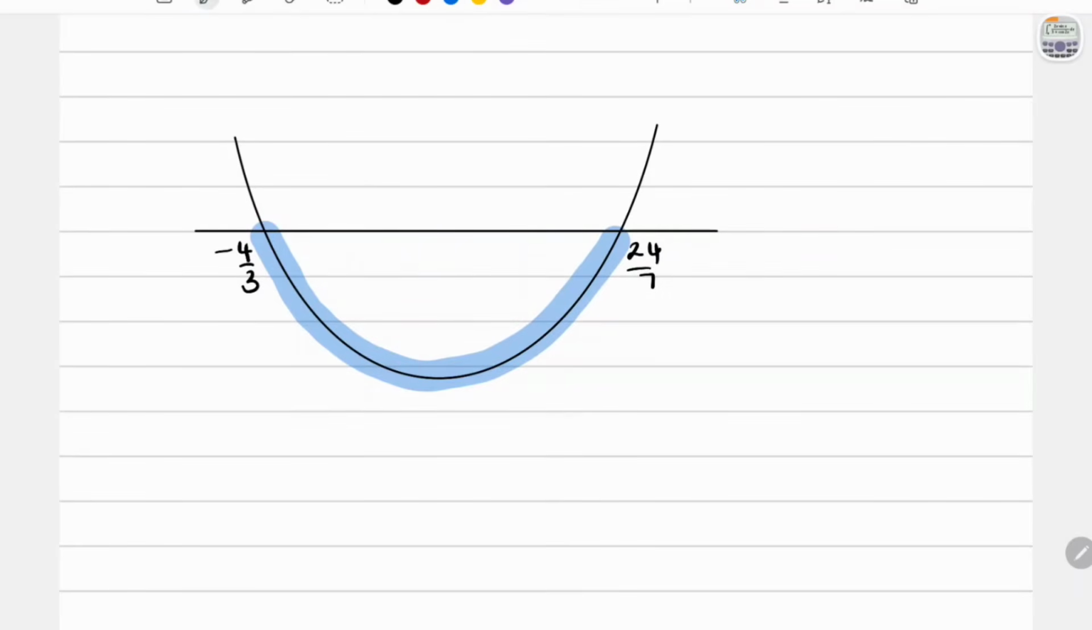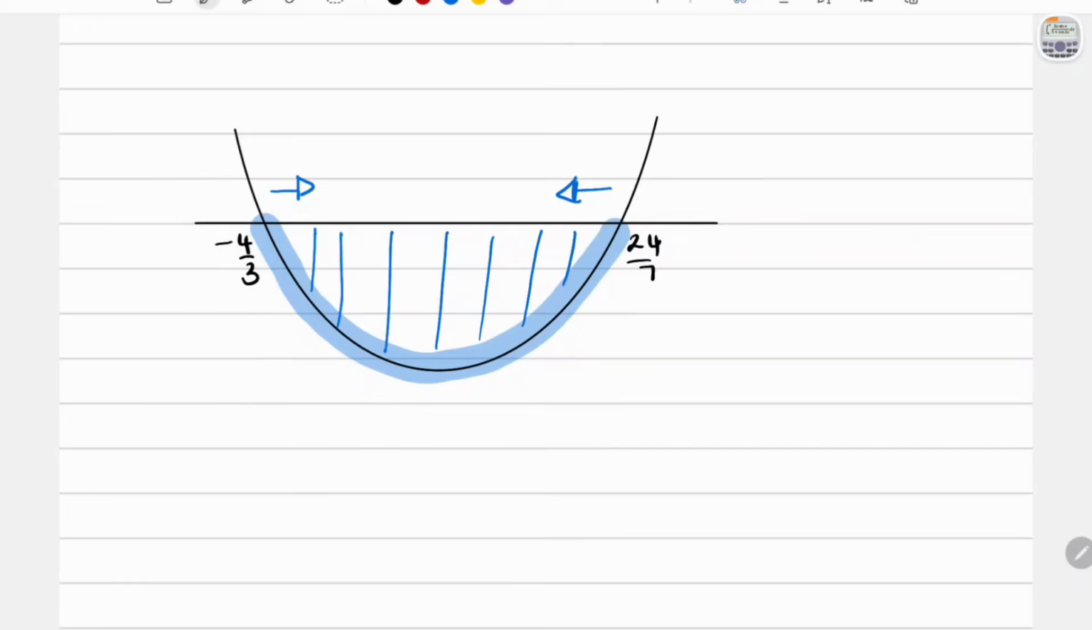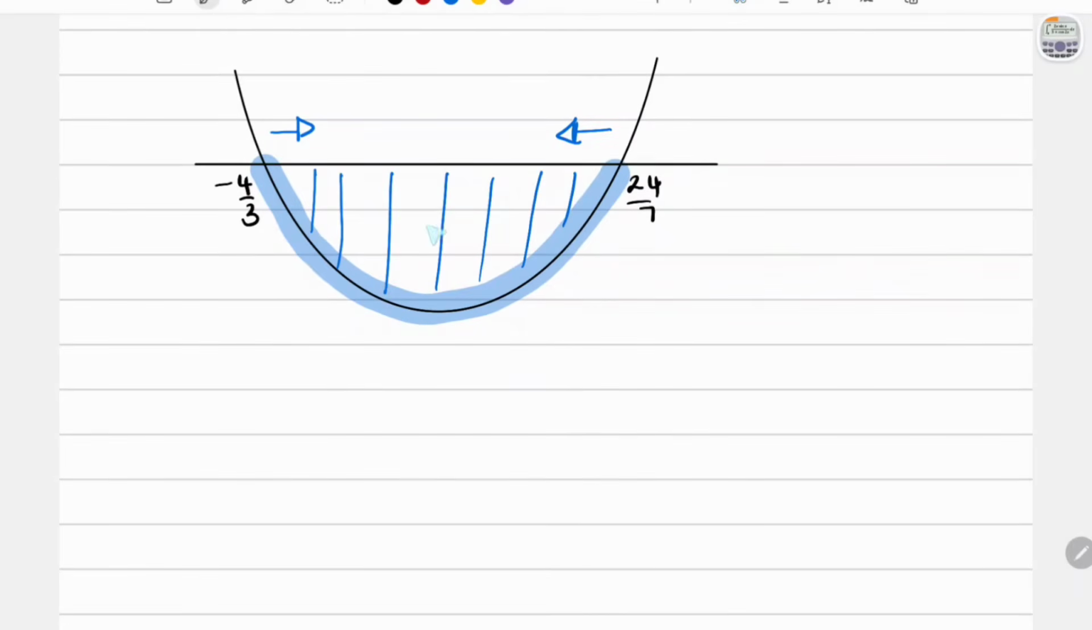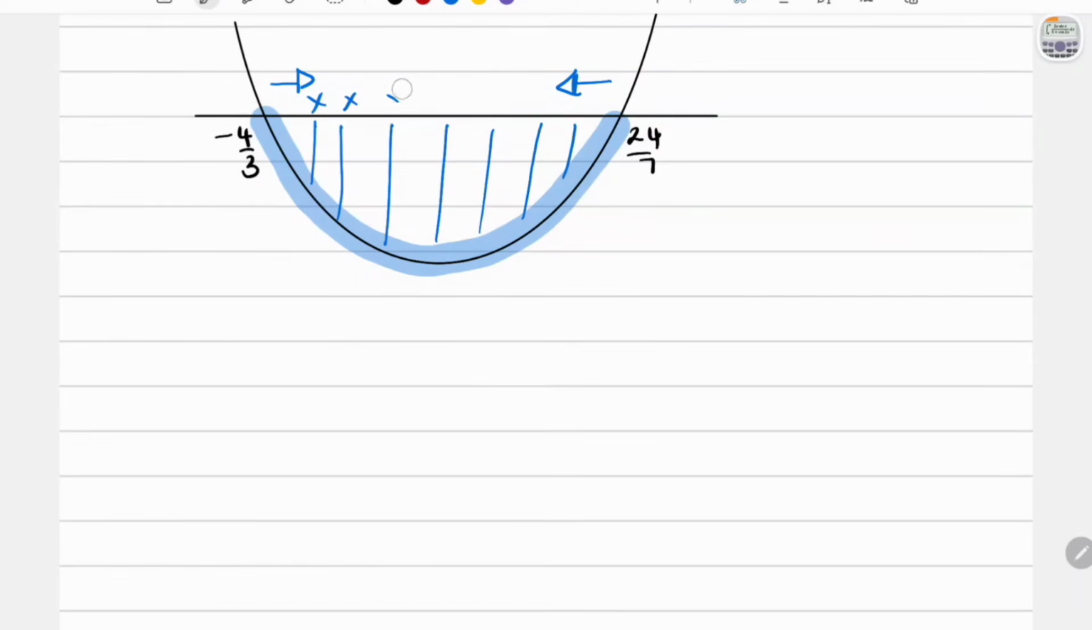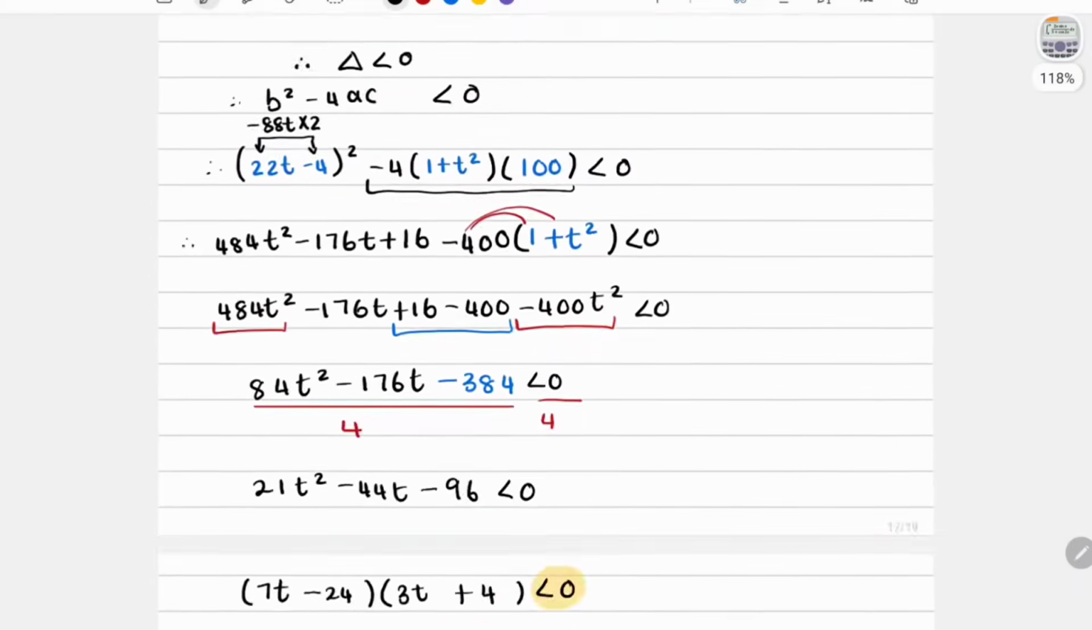And so what are the values of x, or t rather, for this? So if I line this up to the x-axis, you see the values I get. These are values that are greater than negative 4/3, but less than 24/7. Okay, because that's the direction they're moving towards. That's these values that we see here. Okay, so we're going to therefore say that our solution to this is t needs to be greater than negative 4/3, but less than 24/7. And that would be our answer to this question.